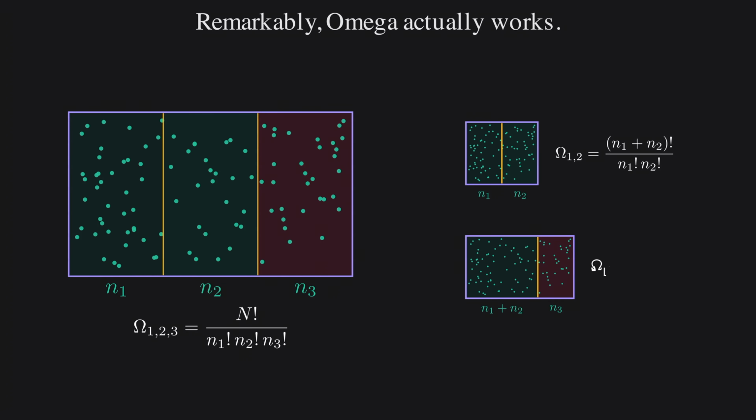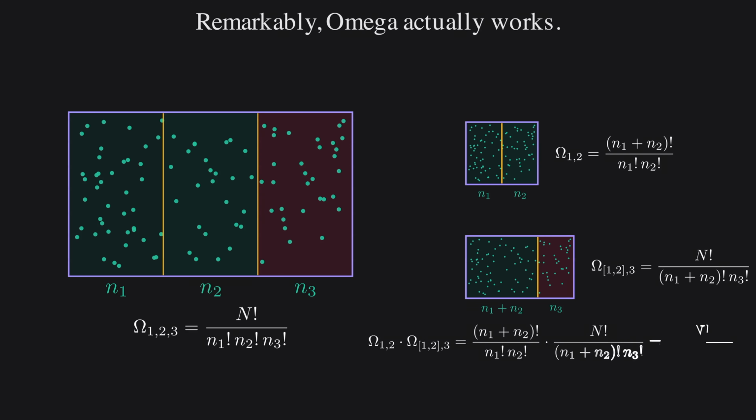Next, we combine region 3 with the merged region consisting of 1 and 2. This gives us another omega. The remarkable thing is that the product of these two omegas equals the omega of the total system after the factorial cancels.